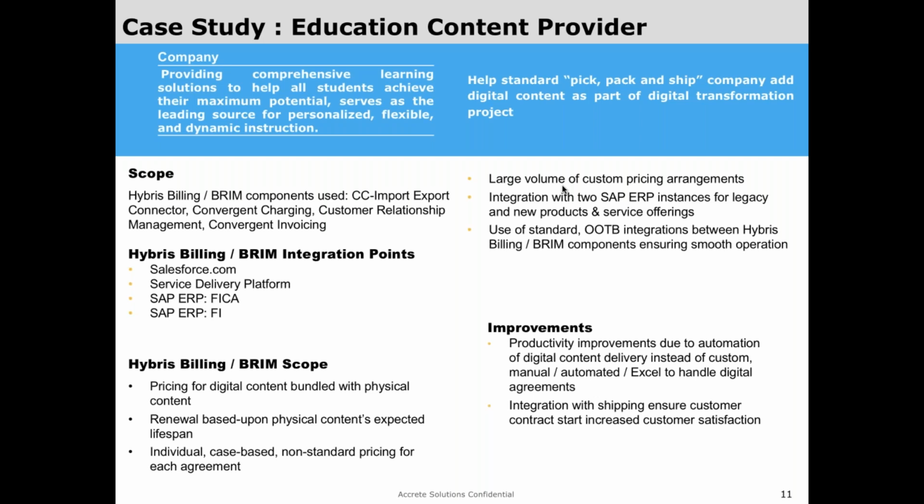So lots of productivity improvements, because when they started delivering the digital content, they were really unable to track and determine whether or not people were actually using it according to what their agreements were. So we saw some really good improvements there versus using Excel and people doing it. And then we had really good integration with the shipping to ensure that only when the physical goods were delivered were they given access to the digital content. So that integration worked really well.